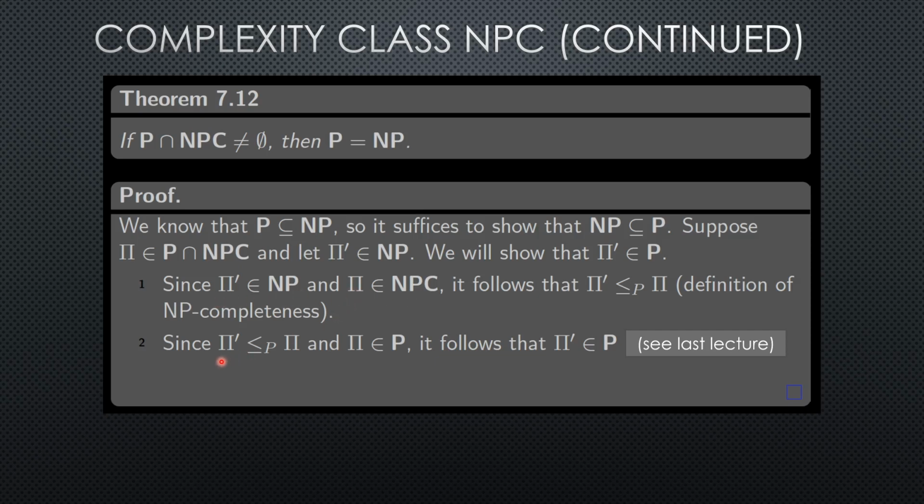And now, if we have this transformation from pi prime to pi, and pi is also solvable in polytime, we can construct a polytime algorithm for pi prime by taking an input to pi prime, transforming it in polytime into an input to pi, and then running our polytime solution to pi. That'll solve the problem, and it follows that we have a polytime solution to pi prime.